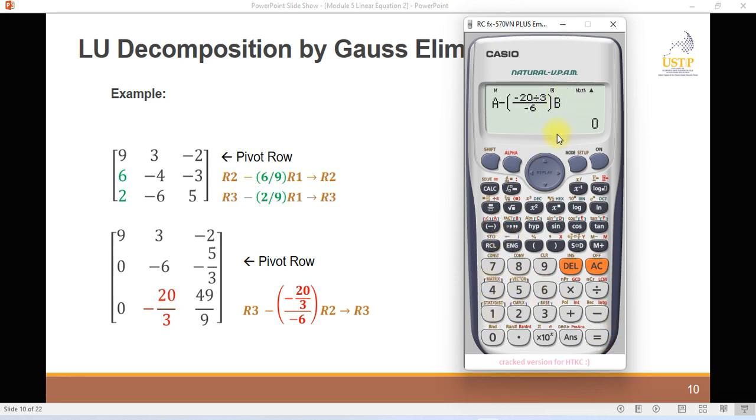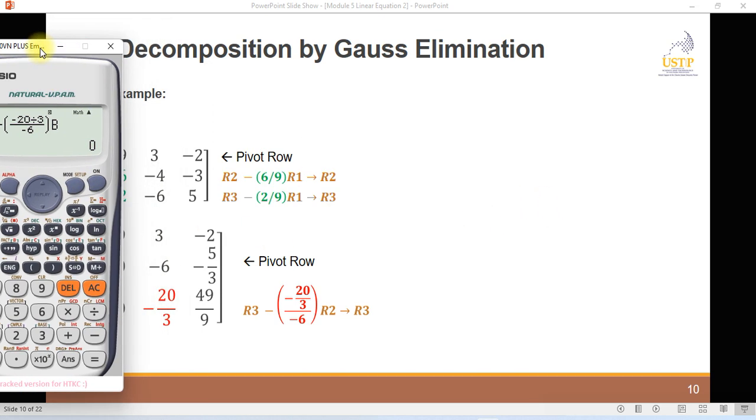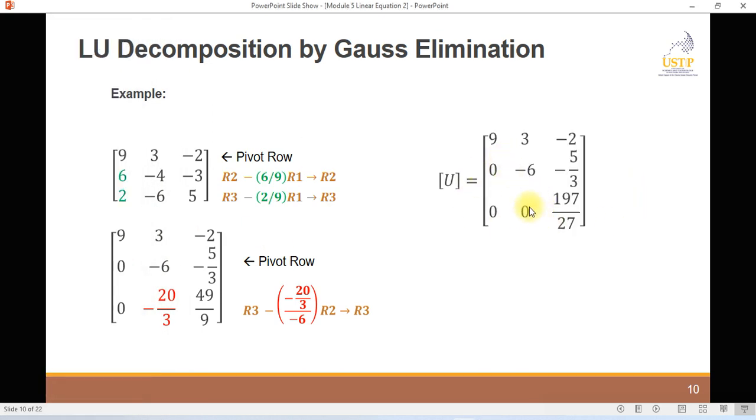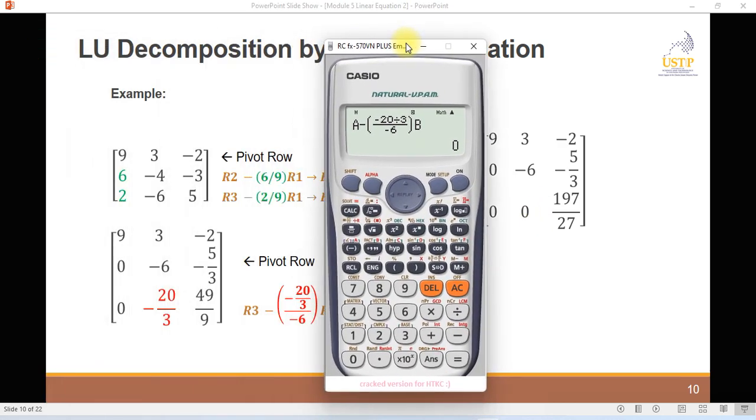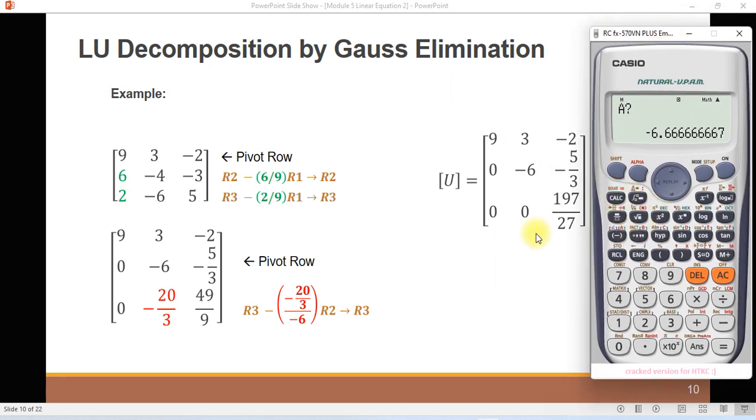So that is 0. Okay, so that is 0. So here, that's why there's 0 here. And then for the last element at column 3, we will just let A be 49 over 9, and then B be negative 5 over 3. Okay? So that is 197 over 27.